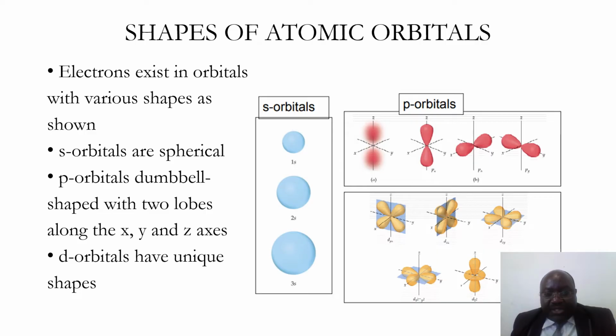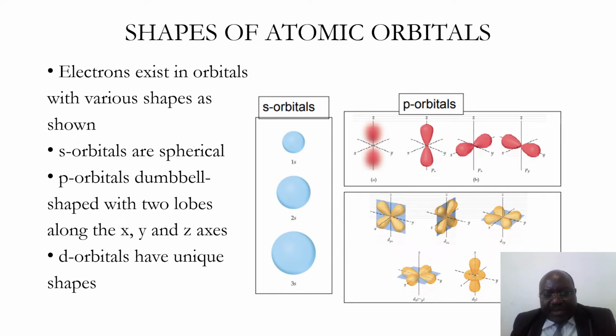We have shapes of atomic orbitals. Although earlier scientists had postulated that our electrons exist in spheres, to some extent yes, it's correct, but to a greater extent, no. The scientists who have lived before us and studied these atoms further using modern instruments have come up with ideas that try to explain how these electrons actually arrange themselves in the space outside the nucleus.